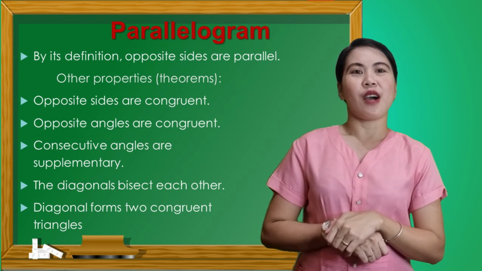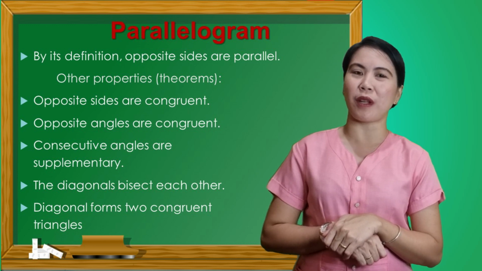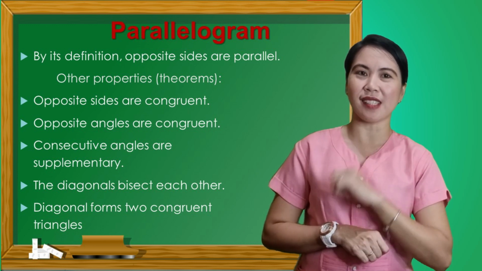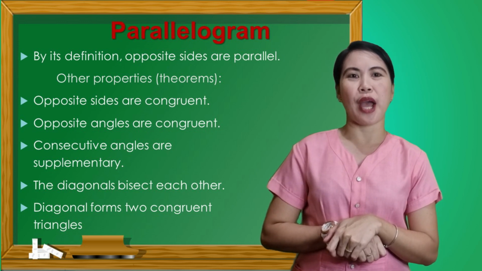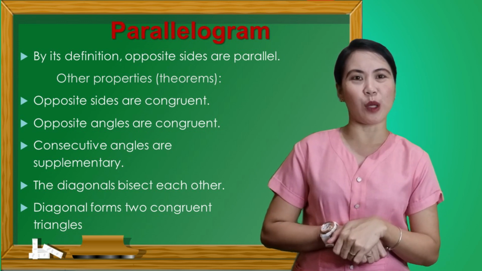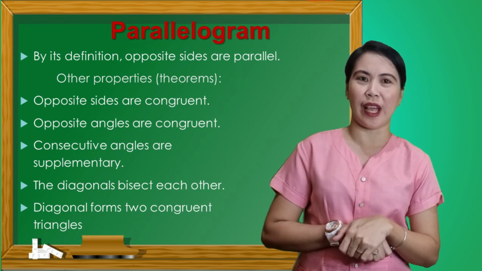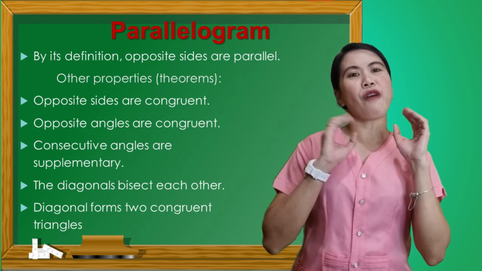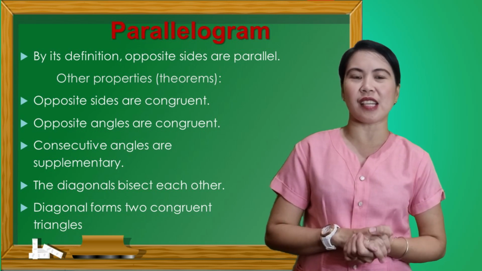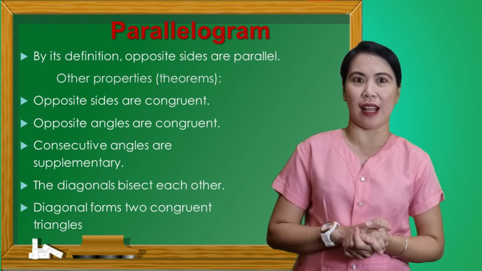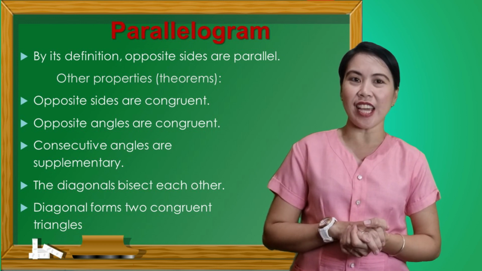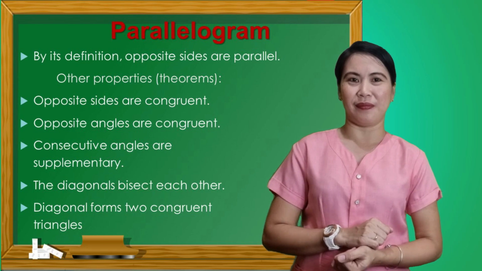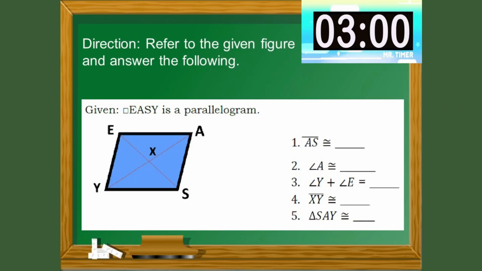Third, consecutive angles are supplementary. Fourth, the diagonals bisect each other. And fifth, diagonal forms two congruent triangles. So if all those 5 characteristics are present in a quadrilateral, then we can say that a quadrilateral is a parallelogram. For your next activity, you are given parallelogram EASY.